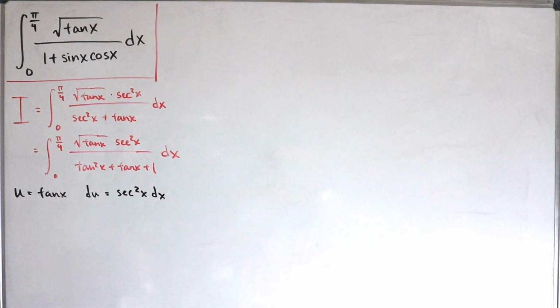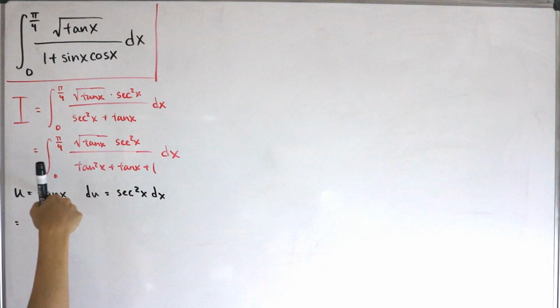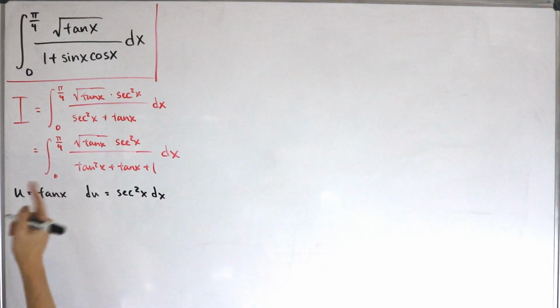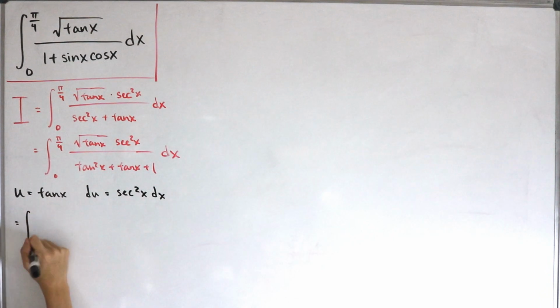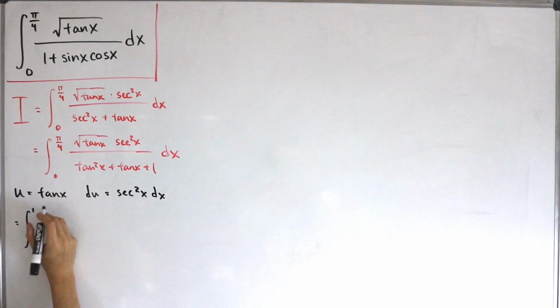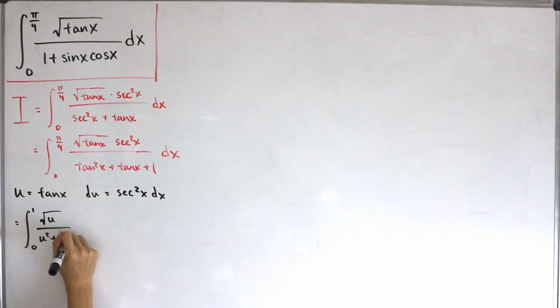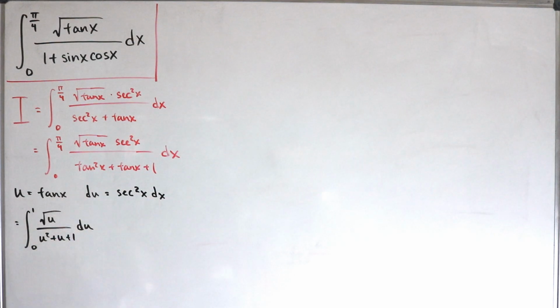Then we just replace everything in terms of u. Don't forget to change your bounds as well. If I plug in pi over 4 for x, u is going to be 1, and if I plug in 0, that's just going to be 0. So we have the integral from 0 to 1 of the square root of u divided by u squared plus u plus 1, du.